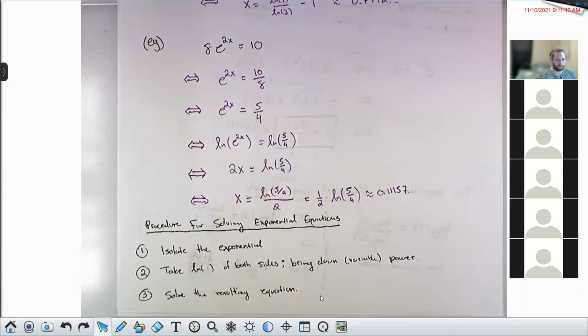Again, the place where people maybe make mistakes here is not isolating the exponential and then messing up how to handle the ln of this because of the 8. So isolate the exponential first. The majority of the equations you're going to see look something like this. Maybe there's a +1 over here or something like that that you need to get rid of before you take logs.